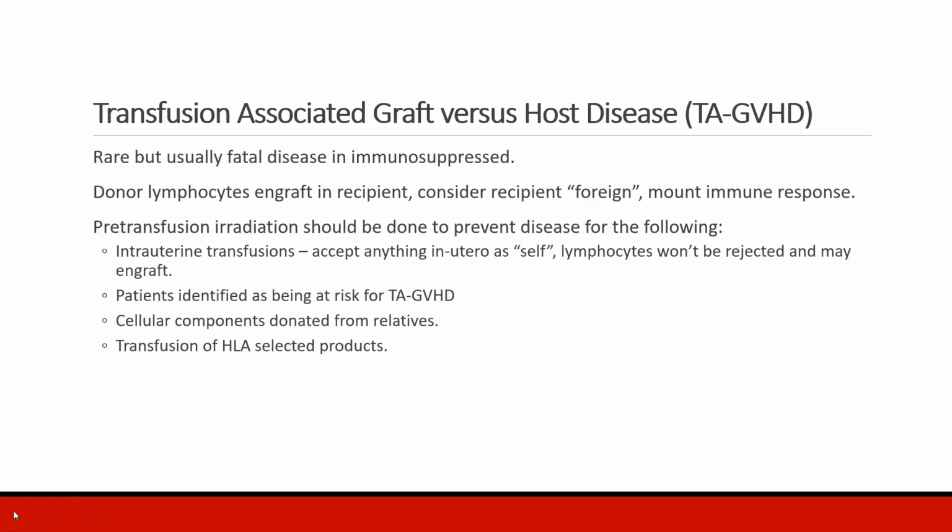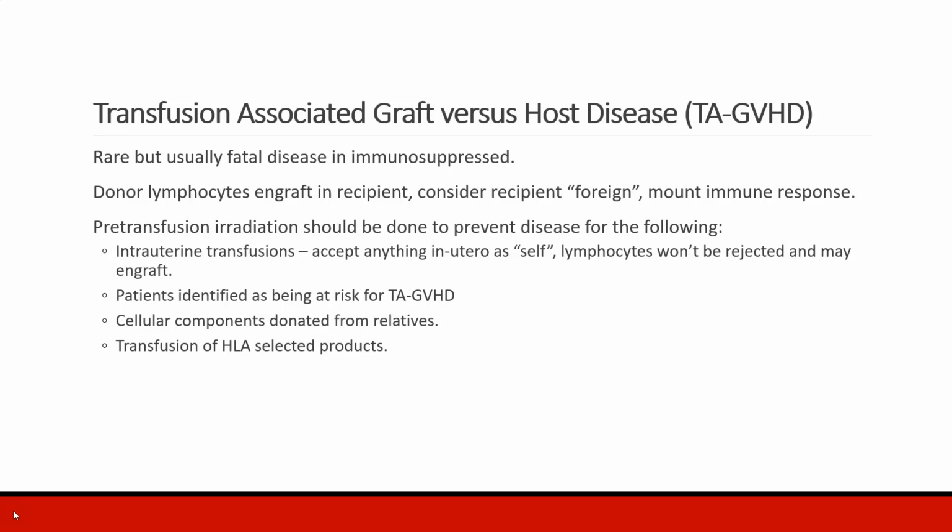We covered transfusion-associated graft versus host disease in the immunology course. This is a rare but usually fatal disease in immunosuppressed patients. Donor lymphocytes will engraft in the recipient. So the donor lymphocytes were passengers in that transfused blood, and then they engraft in the bone marrow. And then they look around and they say, this is not my body, and I don't like it, because they consider the recipient foreign. So they mount an immune response. They start producing antibodies against the patient's tissues.